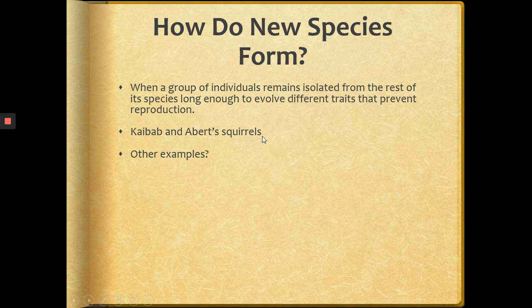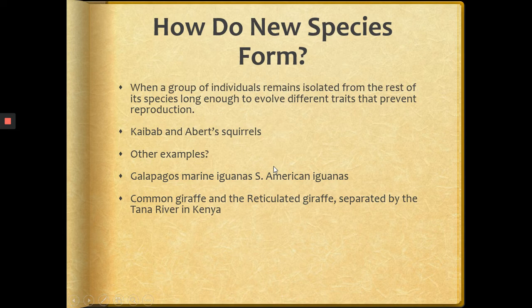It's very common that landforms create a barrier that prevents two species from interacting anymore. Again, we talked about the marine iguanas and the green iguanas. So two different subspecies of giraffe. So there's the common giraffe and the reticulated giraffe. So they both live in Kenya, but they're separated by the Tana River. So they are no longer coming in contact with each other anymore. They've been separated for so long that they are actually different subspecies of giraffe.